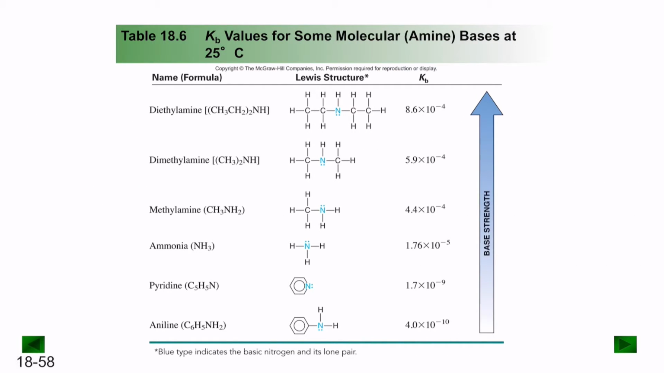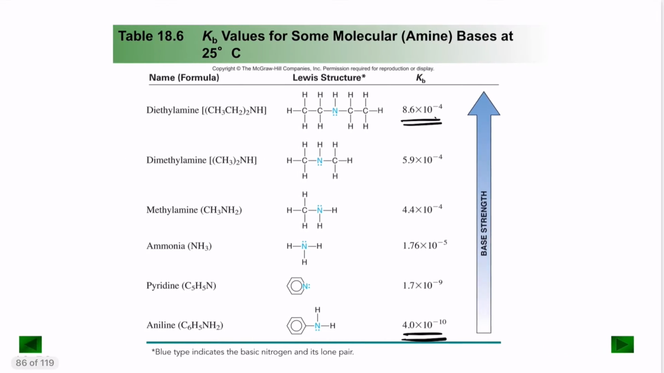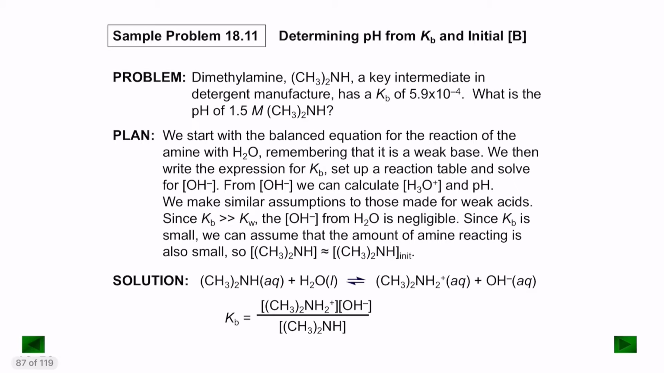Now the Kb values of some molecular amines are given here. Most commonly we use amines as a source of Kb values because most of the weak bases are ammonia or derivatives of ammonia. For example, diethylamine has the highest Kb, with aniline having the least. So let's solve a problem.